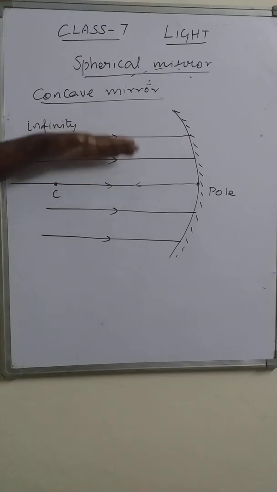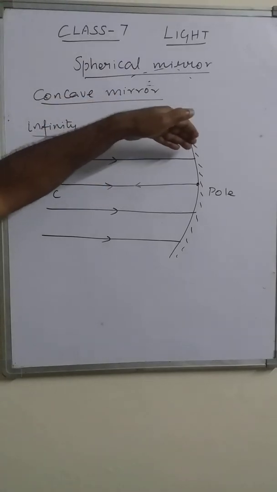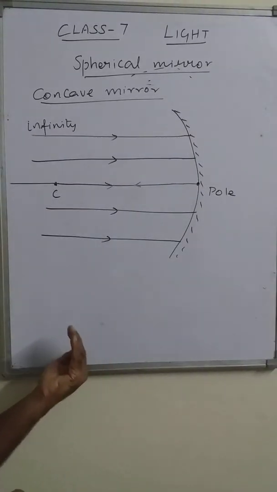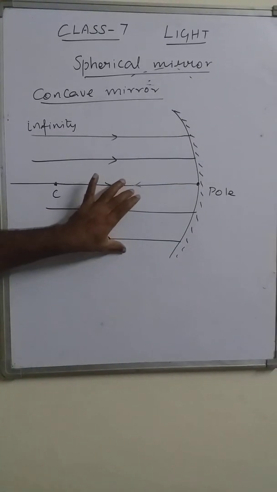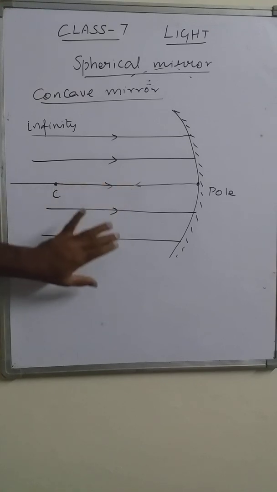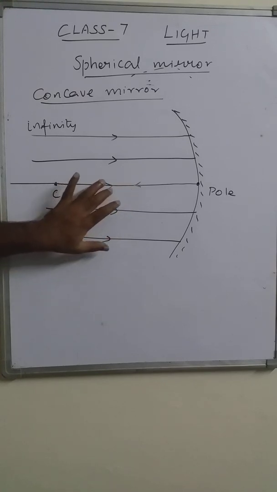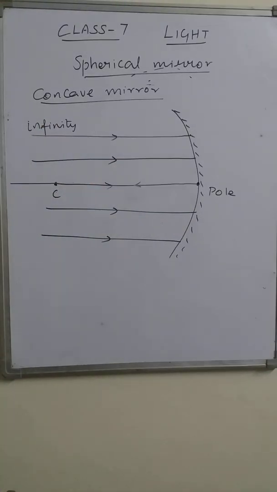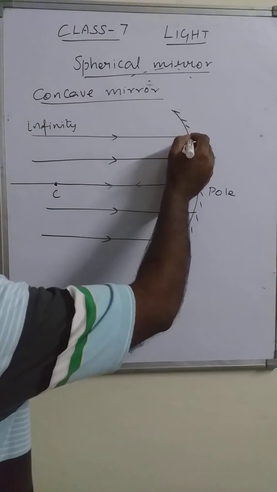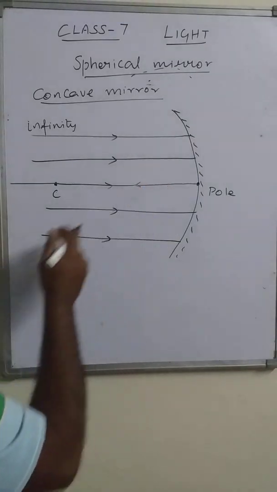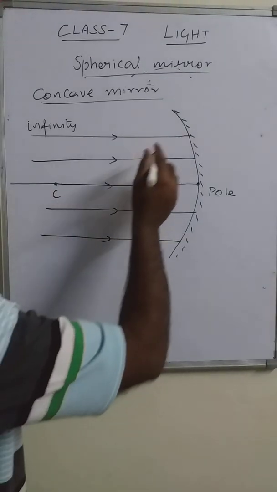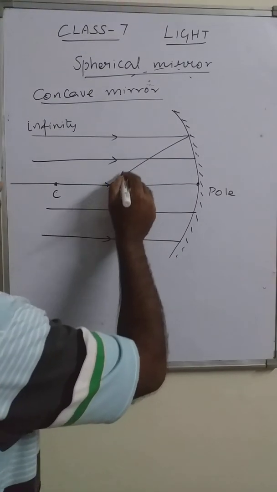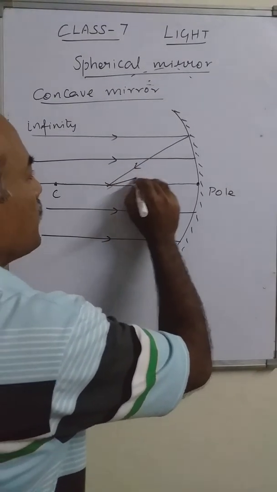Mirror above this line, which reflect back on the same side but in the downward direction. But these light rays below this line, they reflect upwards. But one thing: all the light rays, when they are reflecting on the same side, are reflecting towards a particular point. They meet at a particular point.